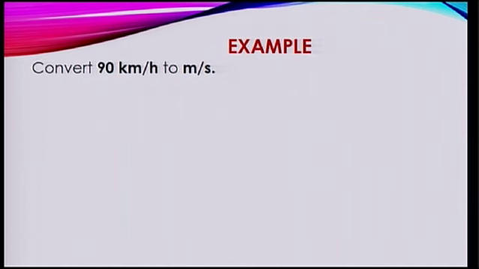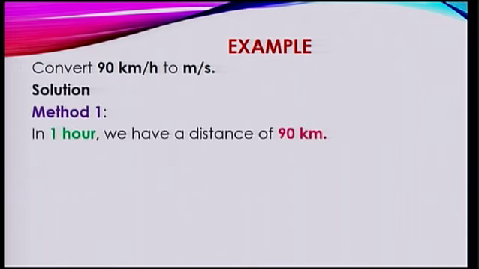Now let's see an example on how to convert compound units. Suppose that you want to convert 90 km per hour into meter per second. How do we do that? Well, we'll show you 2 methods. Method 1. What does that mean, 90 km per hour? It simply means in 1 hour, we have a distance of 90 kilometers, right?